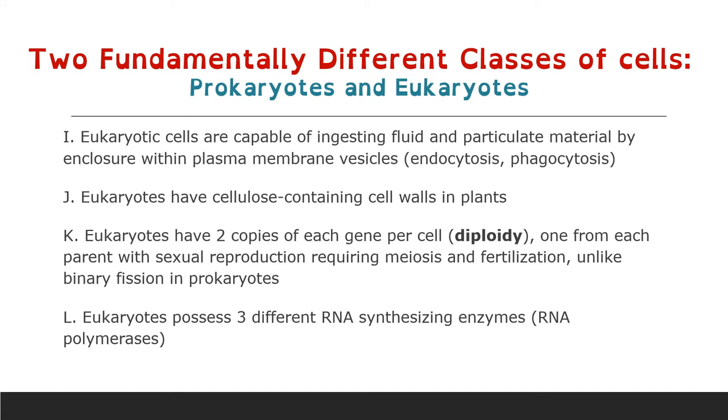Okay, so from what I have explained earlier, what you can see from one prokaryote when it divides through binary fission, you can also find in another prokaryote, or the daughter cell of a prokaryote. And then eukaryotes possess three different RNA synthesizing enzymes or RNA polymerases. Okay, so for further information about the comparisons of the prokaryotic and eukaryotic cells, you can check table 1.1 from your ebook to know those comparisons between the prokaryotes and the eukaryotes.